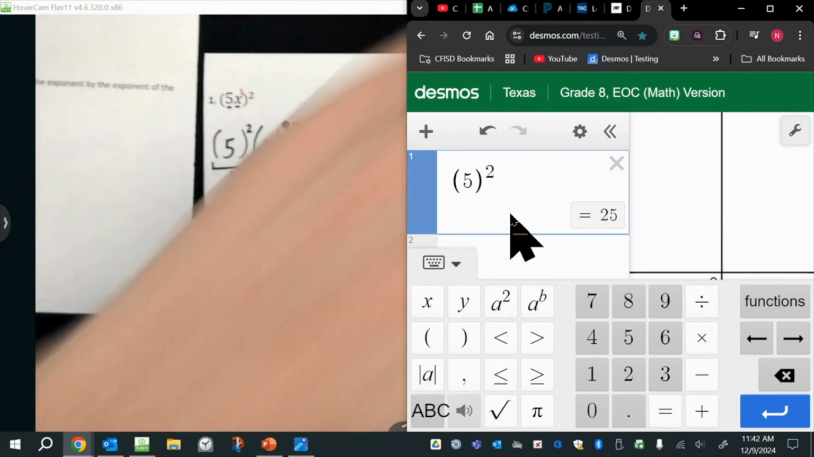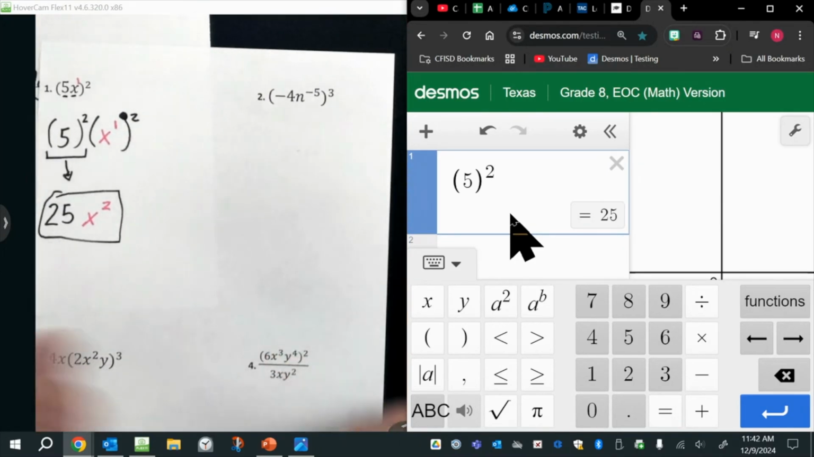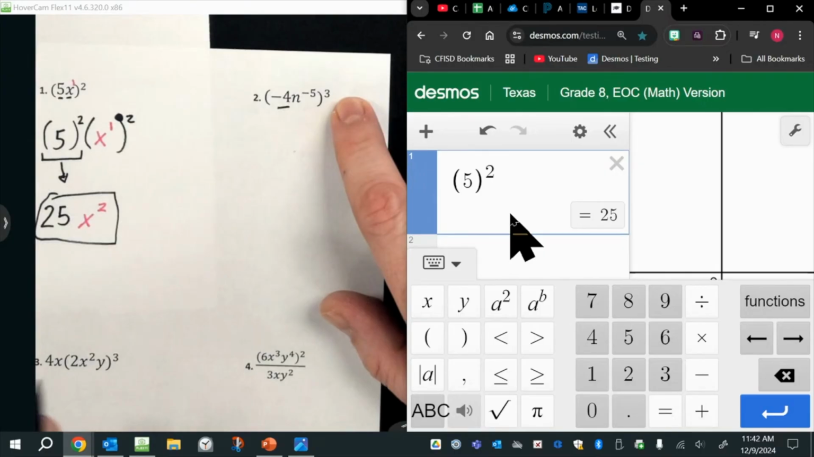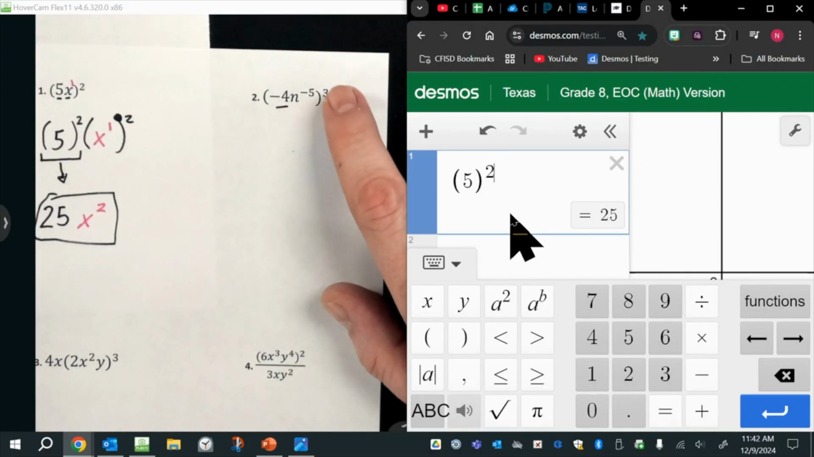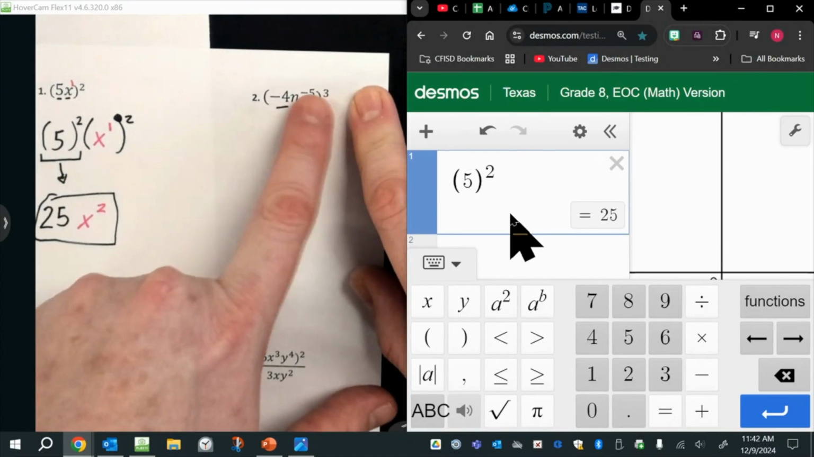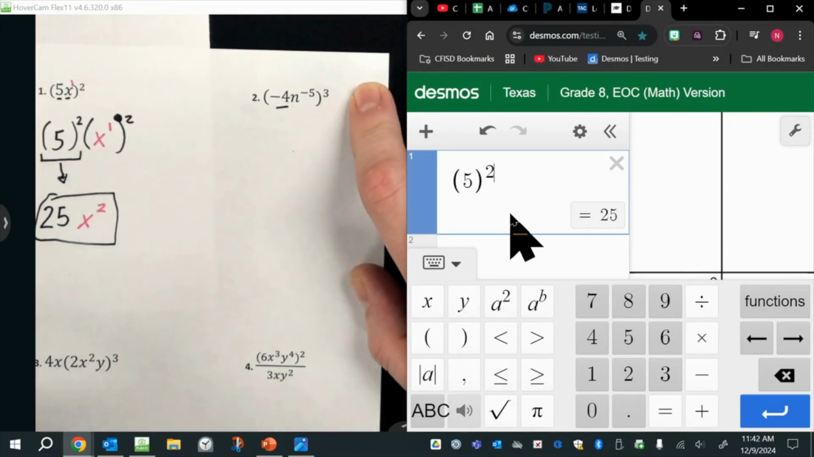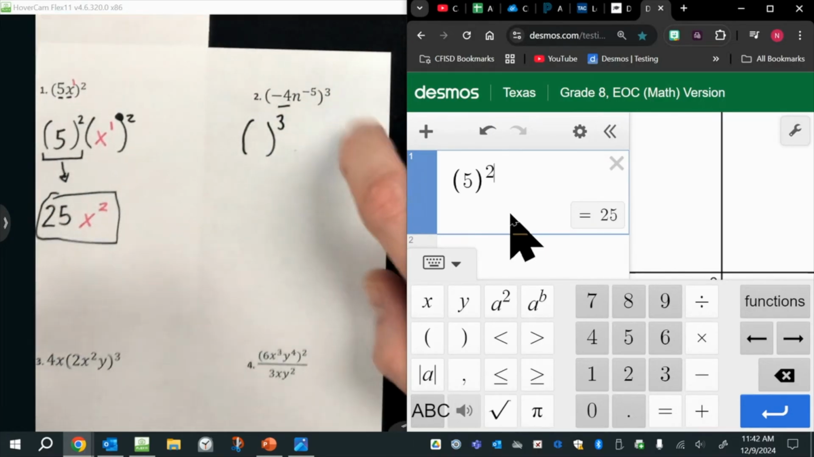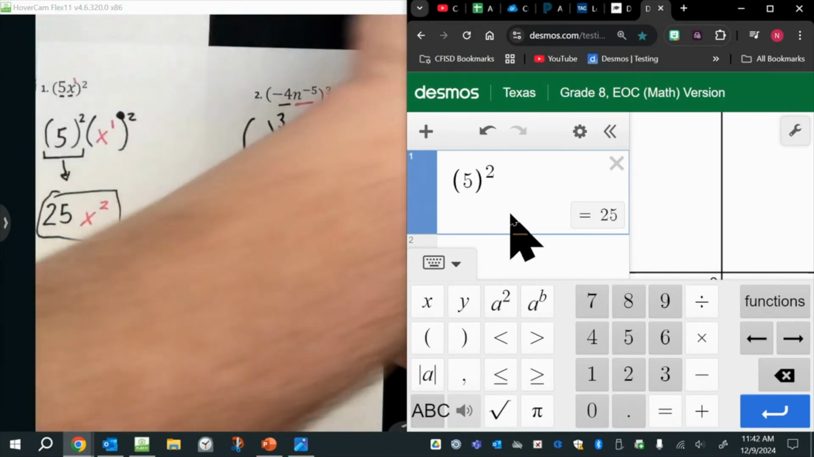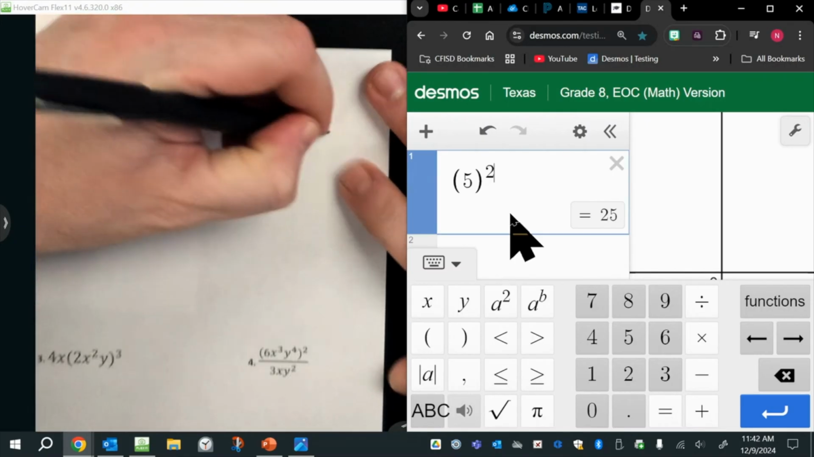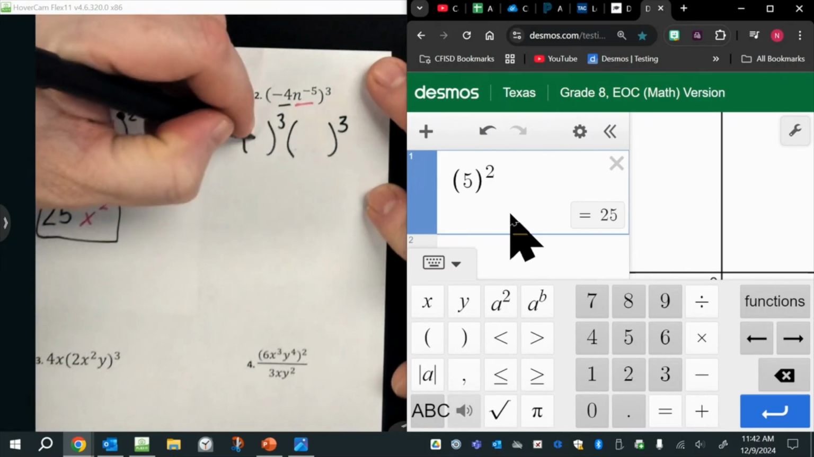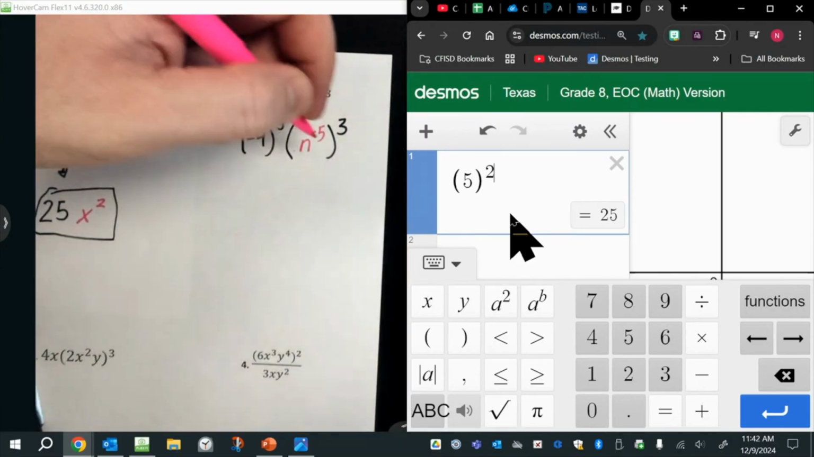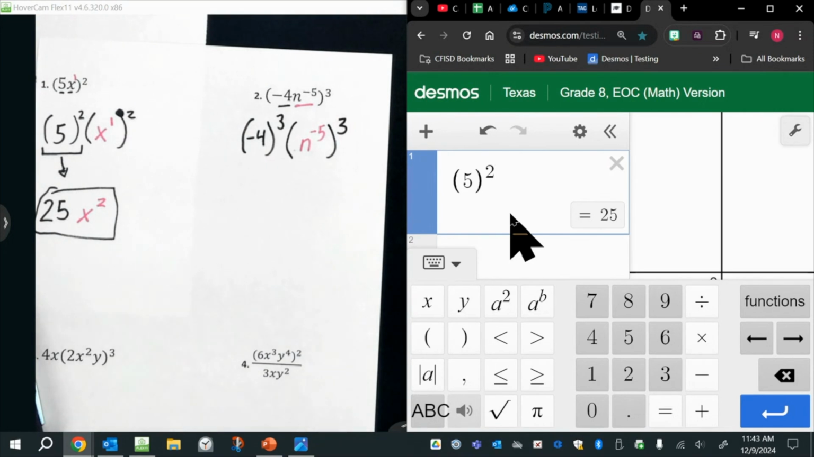All right, number 2. So here's how I look at this. I have a negative 4 raised to an exponent. And this is how you know: when you got parentheses and a little number out there, that tells you that you're raising something to that many powers. So I'm going to put a parenthesis for the first thing, and I'm going to put this in parentheses for the second one. So I'm going to put the negative 4 in the first parenthesis and the negative 5 in this parenthesis. Okay?